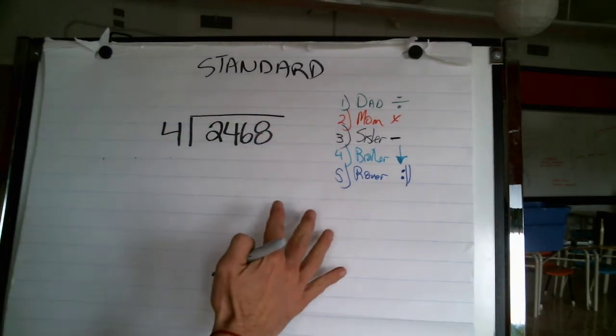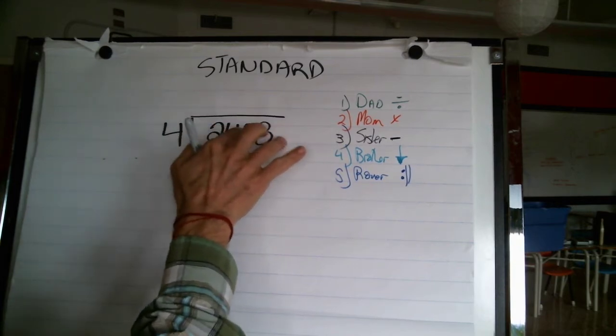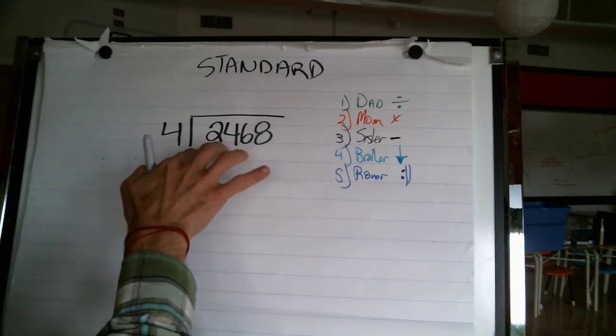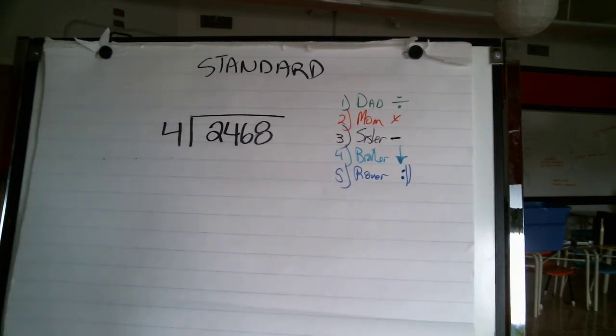And the big thing to remember, the absolute one thing, is that as soon as we start to travel down, we are not going to be concerned with the number 2,468. We're only focusing on the numbers that are coming down with us. Are you ready? Let's do it.